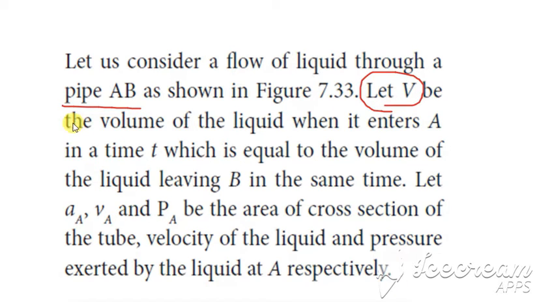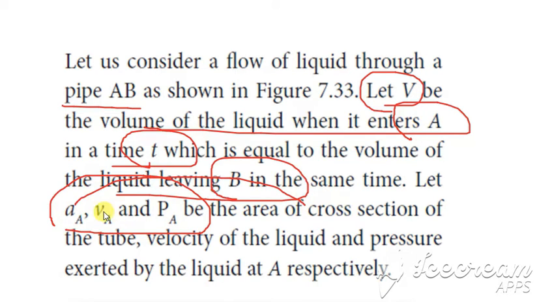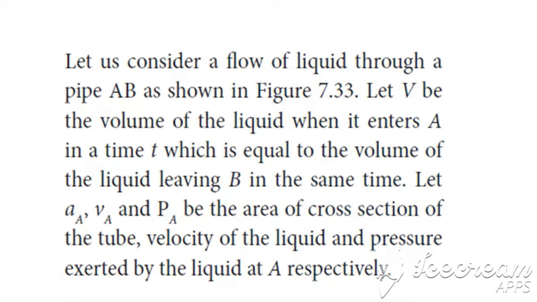Next, consider a flow of liquid through a pipe AB, and let V be the volume, with area A, moving in time T, and the volume of the liquid at B is the same in the same time. So both the volumes are equal. Let AA, VA and PA be the area, velocity and pressure of the liquid at point A. Here A is the area, V is the velocity, P is the pressure for point A. In the same way, for point B we write AB, VB and PB.